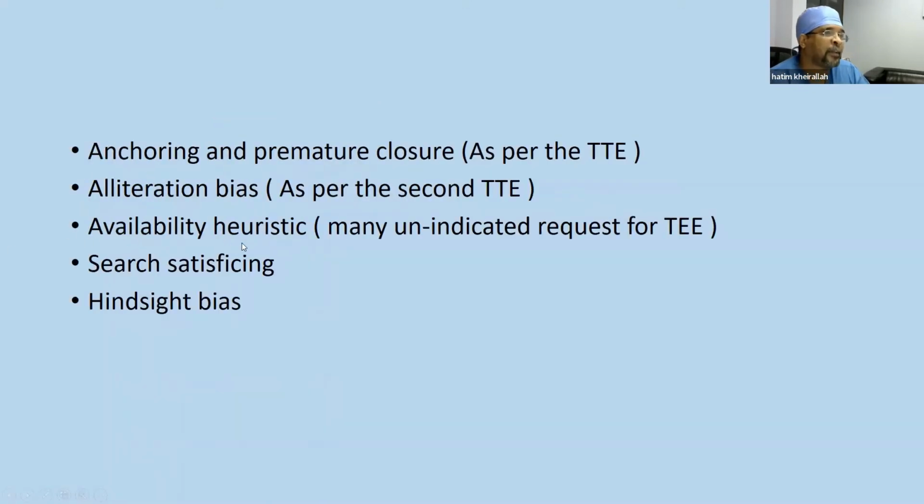Now comes the availability heuristic. Now, the intensivist was not convinced that this LV dysfunction, moderate pericardial effusion, is enough. He was looking for some kind of prosthesis malfunction, stuff like that. So he ordered, or he asked for transesophageal echo, and it was rejected by the echocardiologist on call.